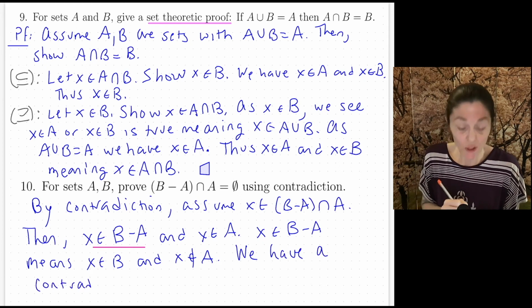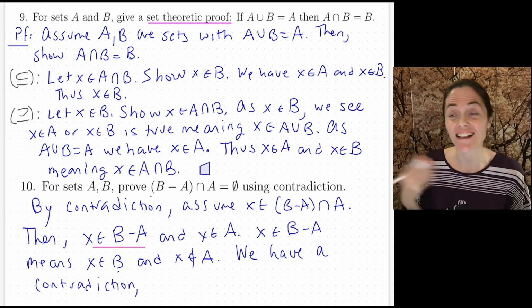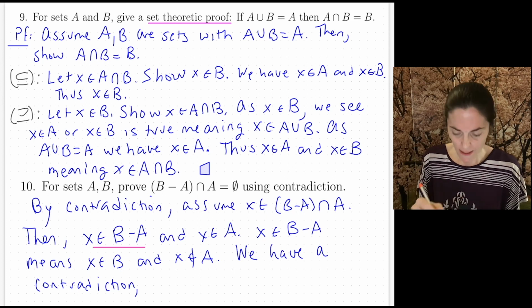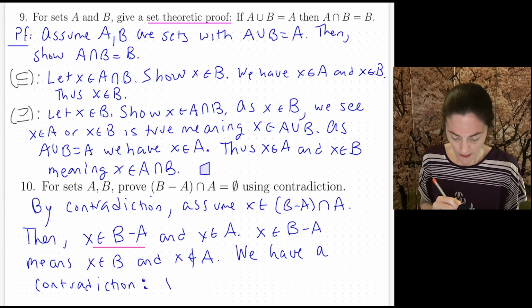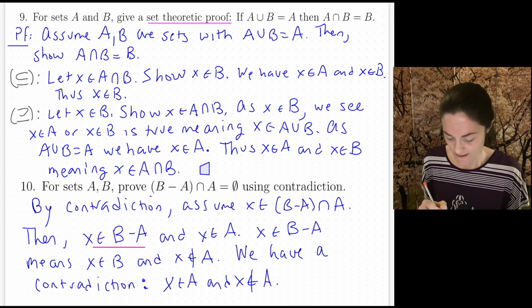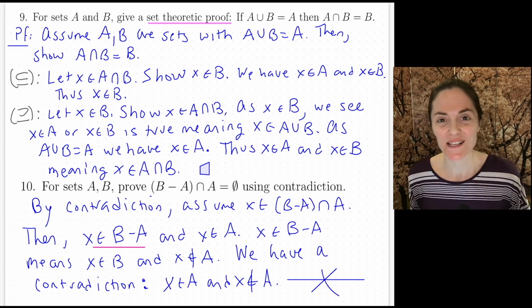It's always good to write what your contradiction is so that your reader is very clear that you're finished. We have a contradiction, namely, x is in a set and at the same time it is not in a set, the same set A. This is our contradiction. And this is the end of this proof.